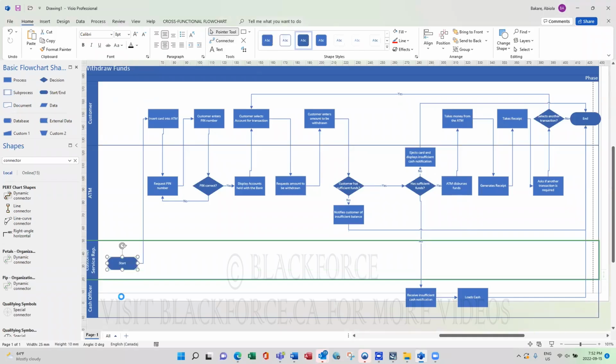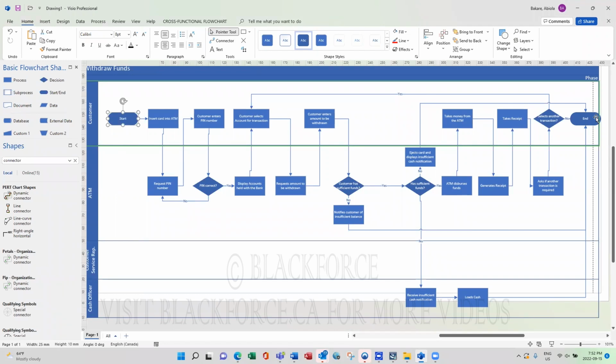Our start should not be here. Start where the start begins. Identify it, but remove the start customer and put it there. So let's say we're mapping a different process and the cash officer is the one who starts it, then our start will be here. That's the rule. Put the start shape where the process actually starts. Put the end shape where the process ends.